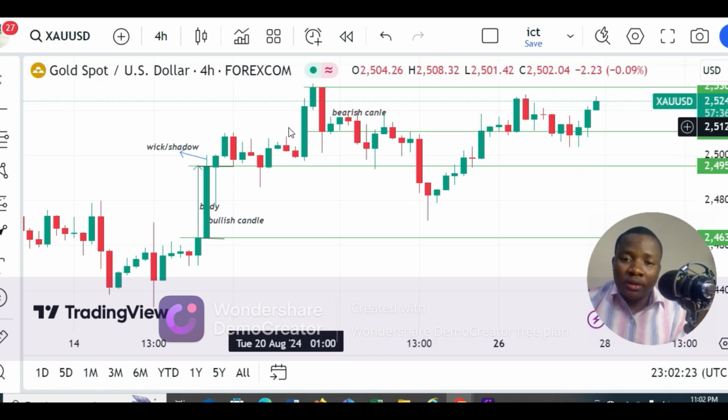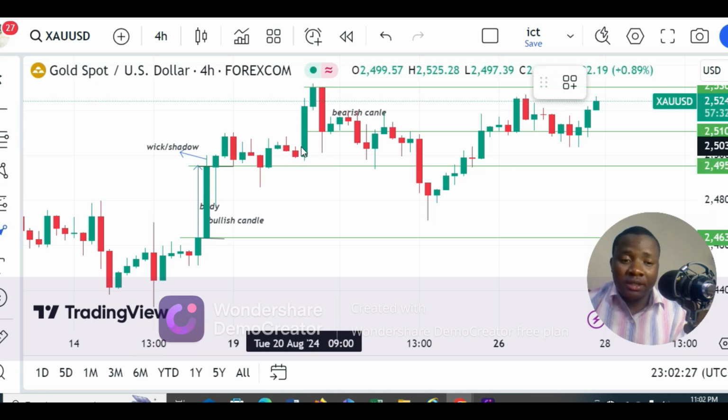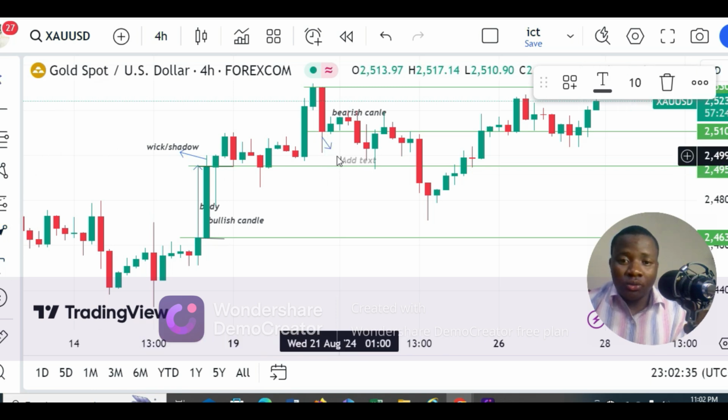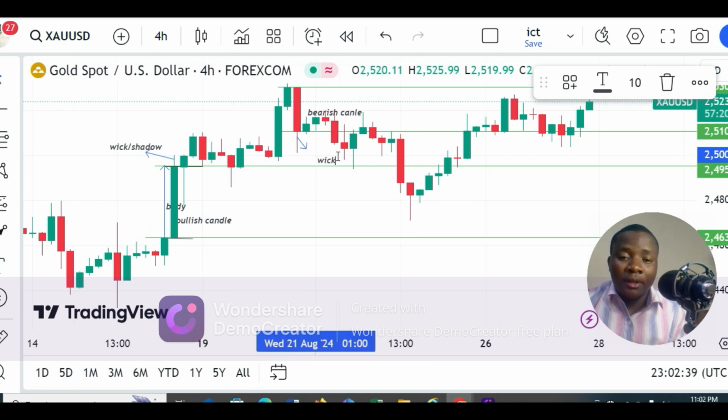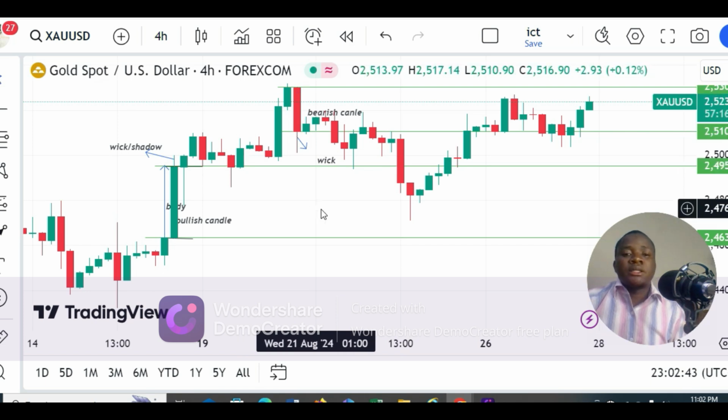As usual, this is the wick. The wick can be on both sides of the candle, and at times it can be on one side. In this case, we have the wick on the lower side. This is where we have the wick or shadow, and the body is this red part.